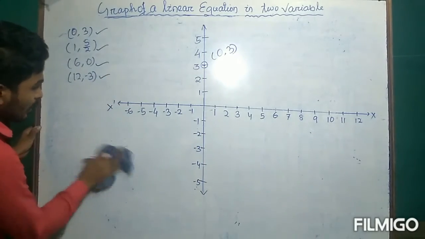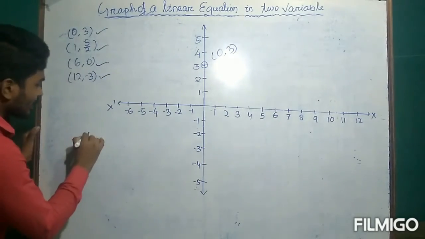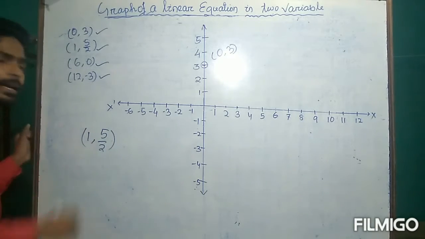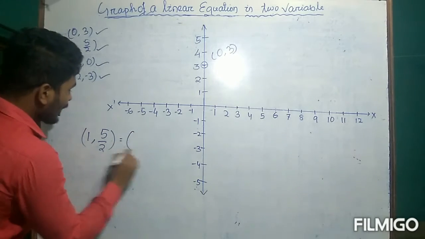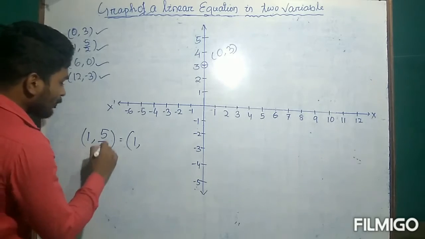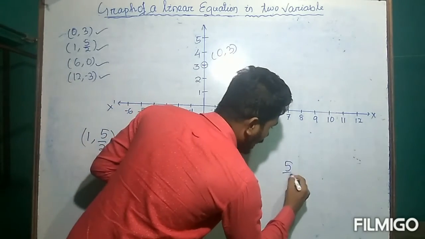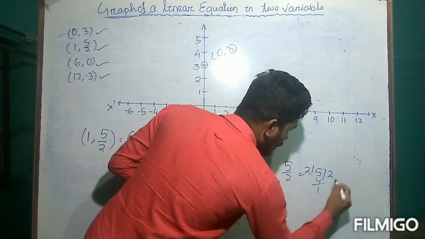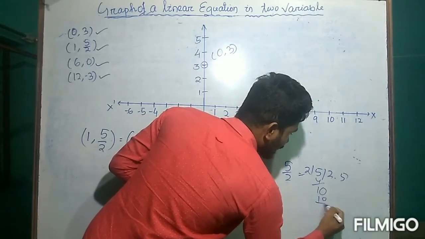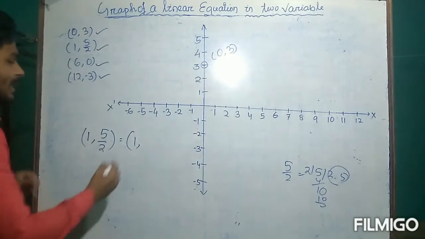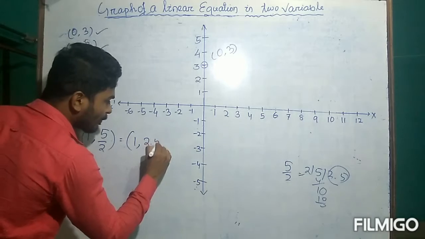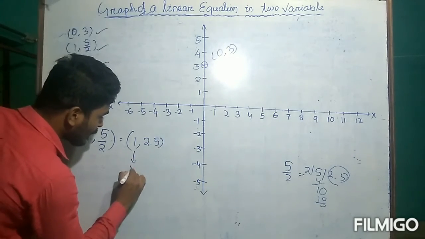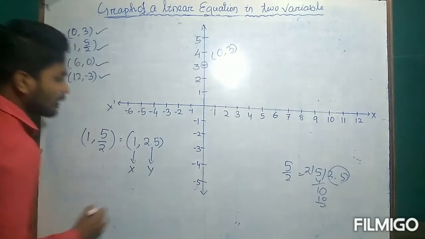Right. Next, the second point that we are going to represent is 1, 5 by 2. Now, you can also convert this. 5 by 2 means 5 divided by 2, which in decimal form will be 2.5. Clear? Now, we have x coordinate 1 and y coordinate 2.5.